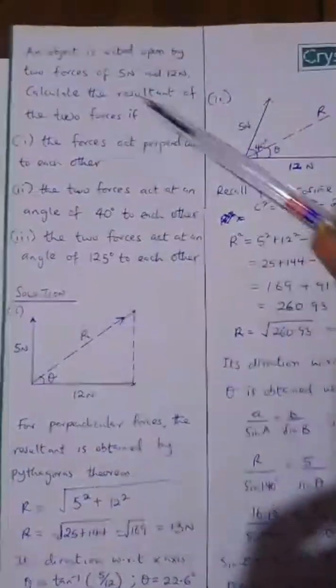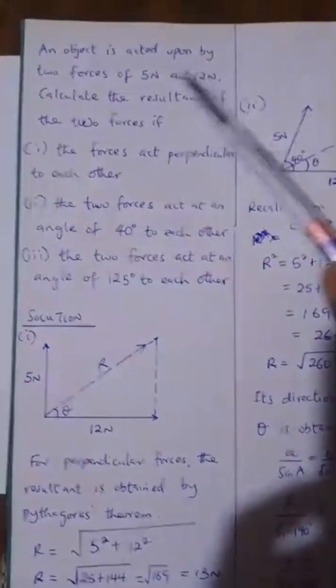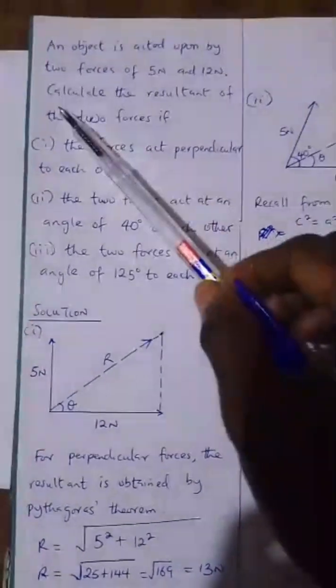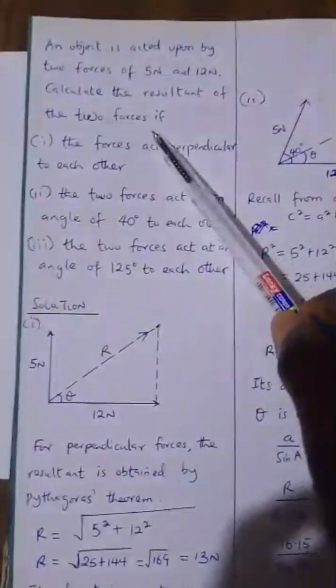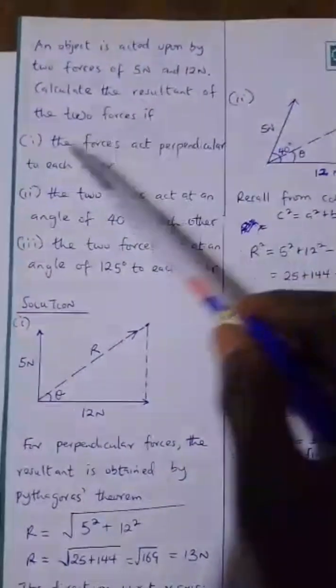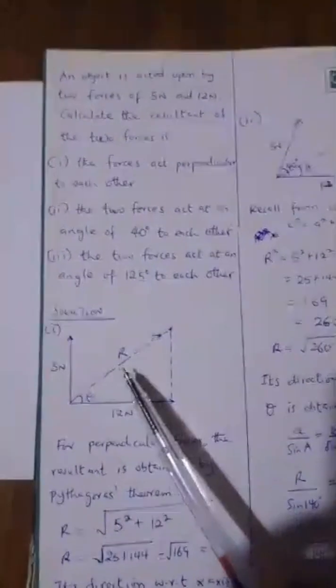Look at this question. An object is acted upon by two forces of 5 Newton and 12 Newton. Calculate the resultant of the two forces. So we have three cases. The first case is if the forces act perpendicular to each other. So it looks something like this.